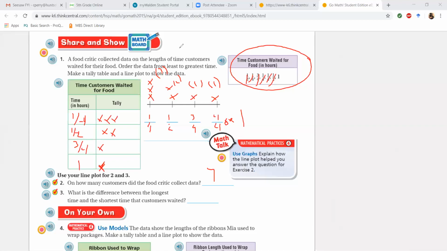All right, question 3. What is the difference between the longest time and the shortest time that customers waited? The longest time was 1 hour. The shortest time was 1/4. Okay, so if I would subtract 1/4 from 1 whole, let me represent that in a picture.